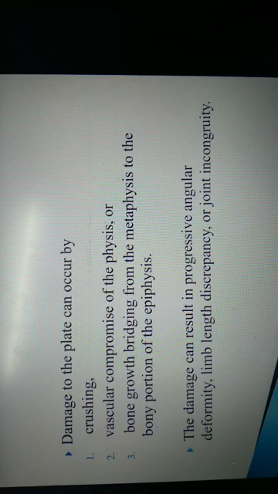Why are physeal injuries very important? Because of three complications. One is that a neglected physeal injury will lead to deformity, either rotational deformity or angular deformity. The second thing is that it causes limb length discrepancies with progressive age. And it also causes joint incongruity if intra-articular involvement is there.